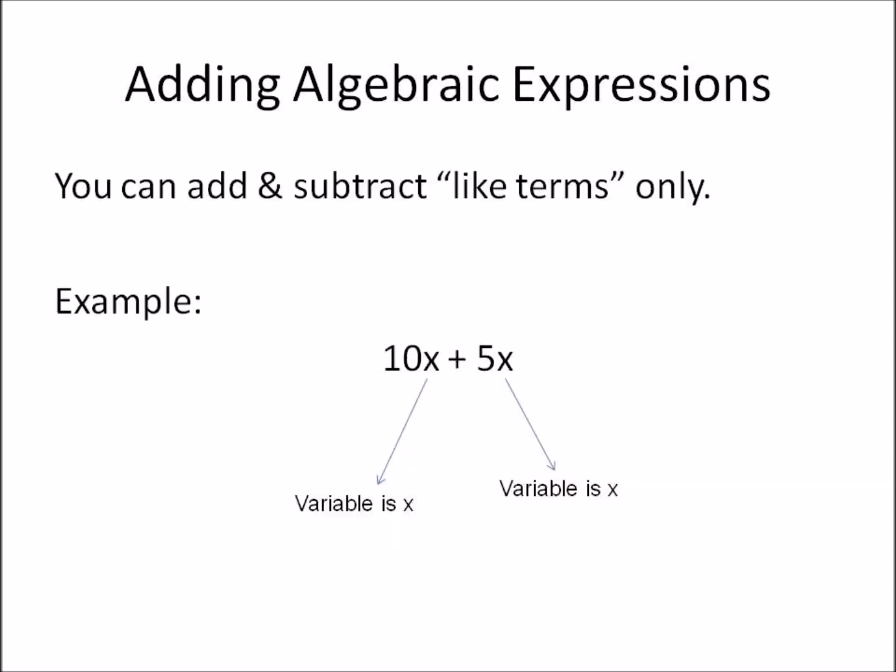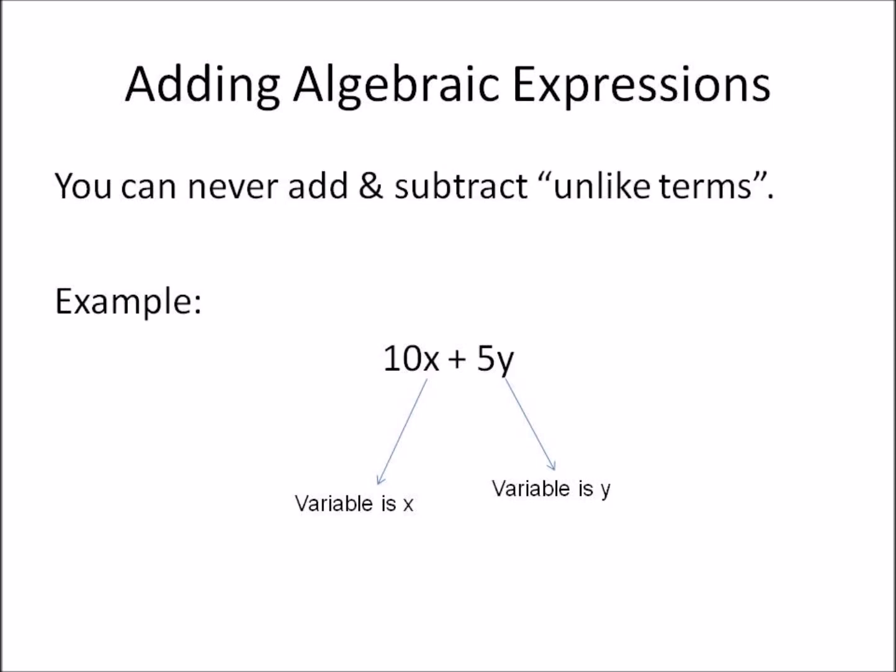Now, let's look at the first rule. You can add and subtract like terms only. In this example, we have 10x plus 5x. Now, the question is, are they like terms? Yes, they are. Why? Because the variable in both the terms is the same. So, 10x, we have x as the variable, and 5x, we have x as the variable again. The coefficients or the numbers 10 and 5 can be different.